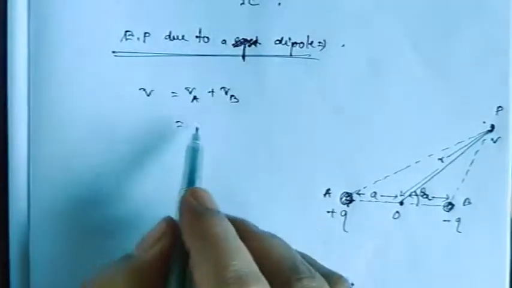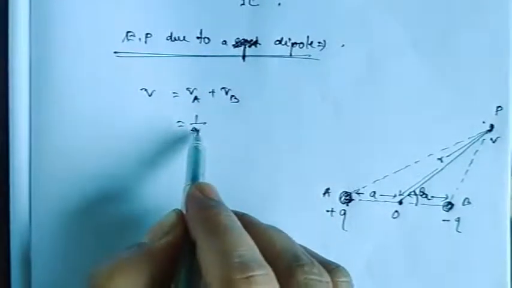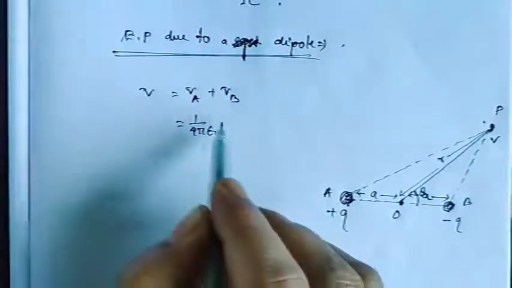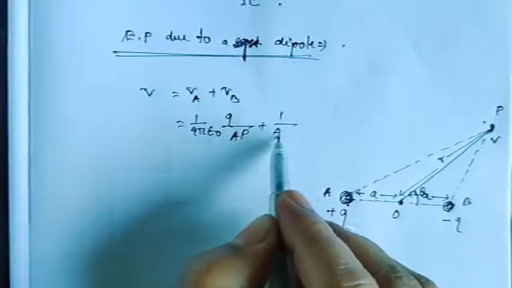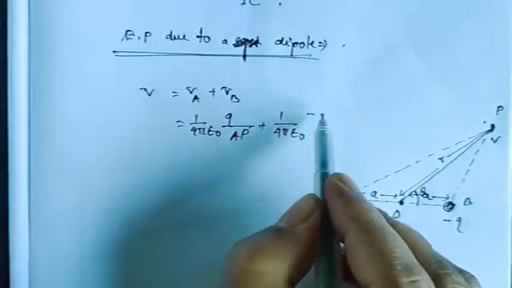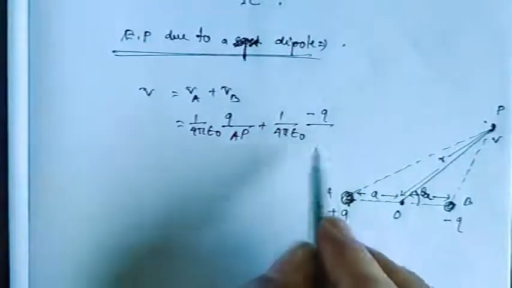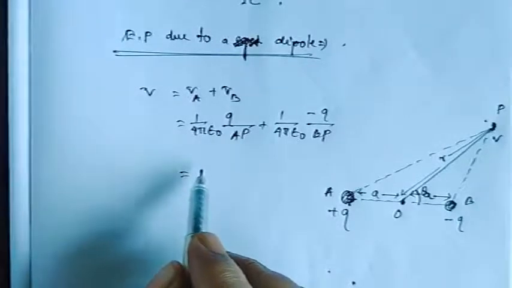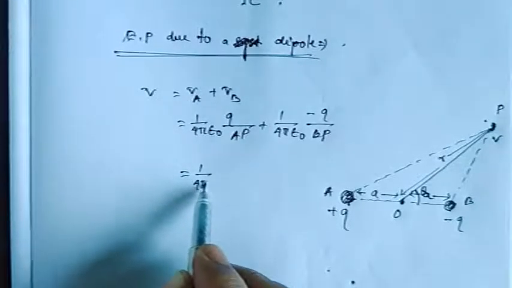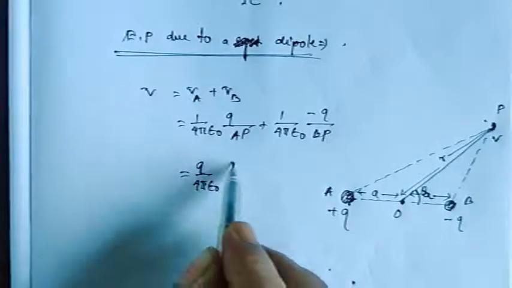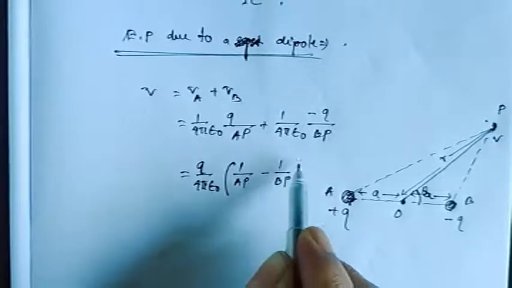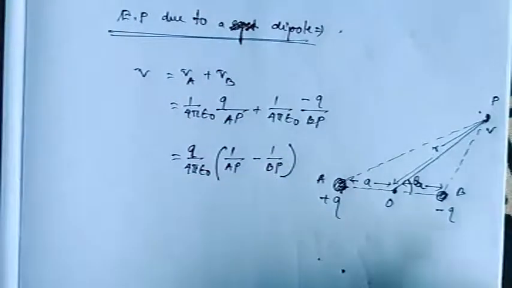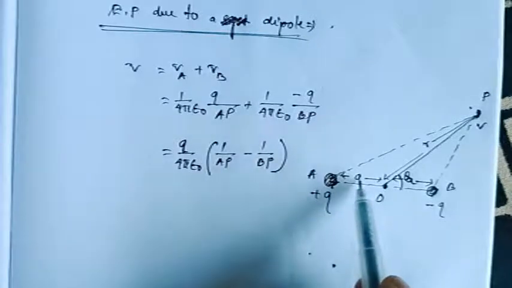Now the potential due to the charge at A will be 1 by 4 pi epsilon naught positive Q, so Q by AP, plus 1 by 4 pi epsilon naught minus Q by BP. Therefore we can also write this as 1 by 4 pi epsilon naught, Q is common, times 1 by AP minus 1 by BP. Now how to find out this AP and BP? That's a problem because we know only this A and this R.